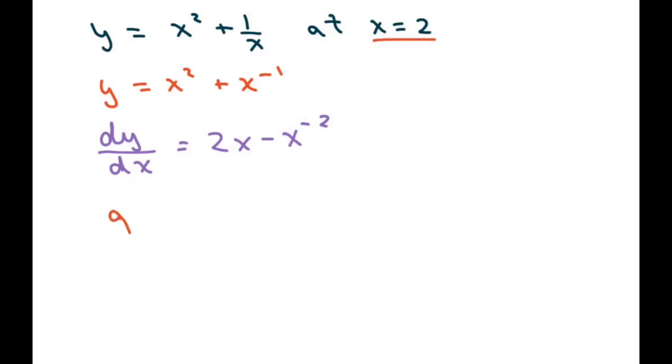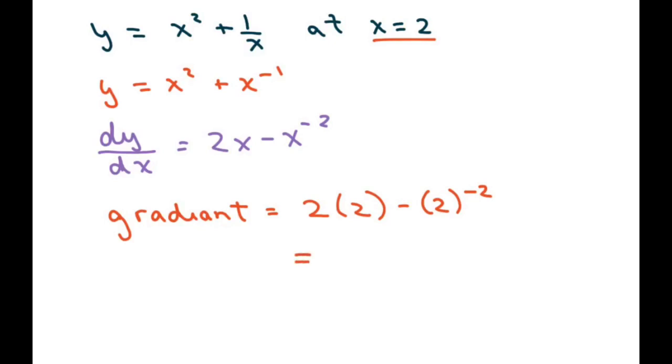So my gradient equals 2 times 2 minus 2 to the -2, which is going to equal 3.75.